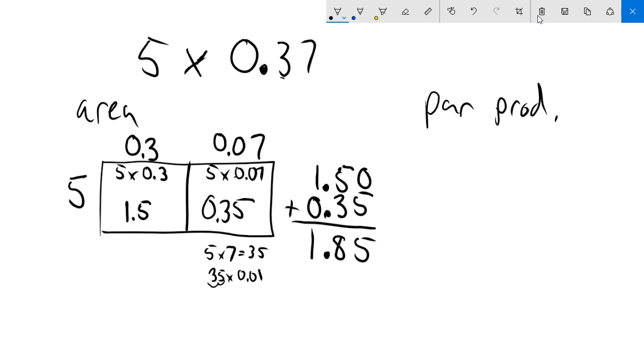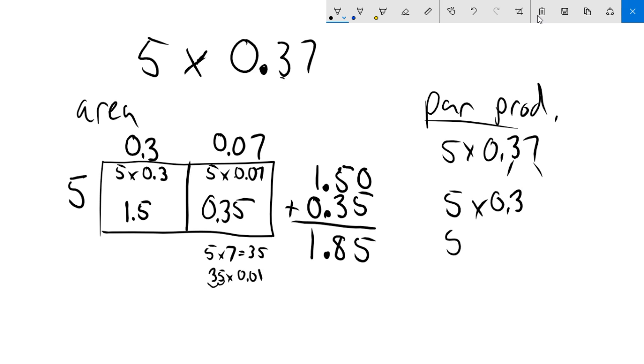Now we can do it with partial products too. Partial products is another method that we've used for a while with regular multiplication, and it should work here too. It's the same basic idea as the area model. We're using the distributive property. We're just taking away the area part of it, that little framework that we have to work with. So if we're multiplying 5 times 3.7, we're still breaking it apart by place value. I'm going to be multiplying 5 times 3/10, and then I'm going to be multiplying 5 times 7/100. I'm multiplying the 2 pieces.